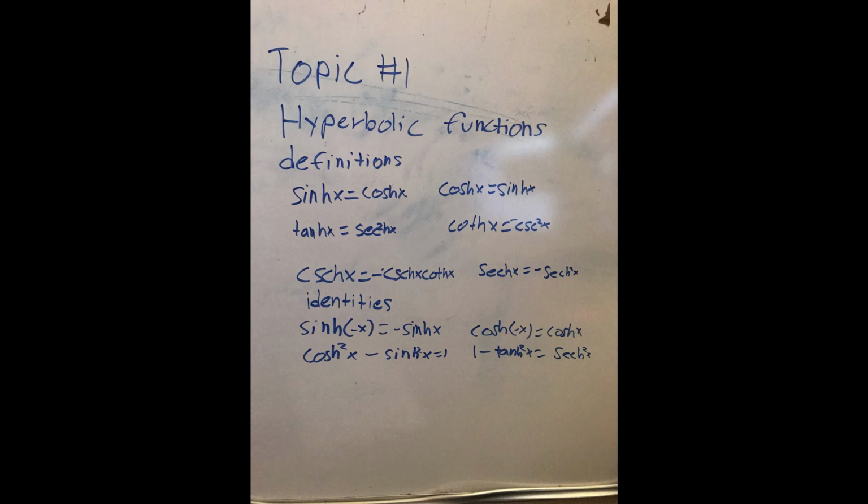And we have some of the identities here as well. Some of the identities we have are sinh of negative x equals negative sinh x. Cosh of negative x equals positive cosh x. And cosh squared x minus sinh squared x equals 1. And 1 minus tanh squared x equals sech squared x. And that is it for the definitions and identities. I'm going to do a couple example problems now.